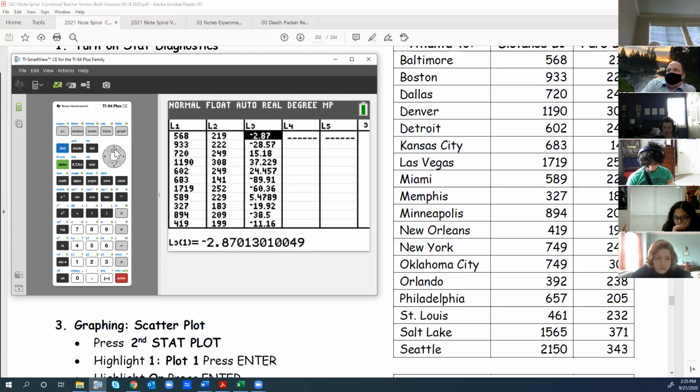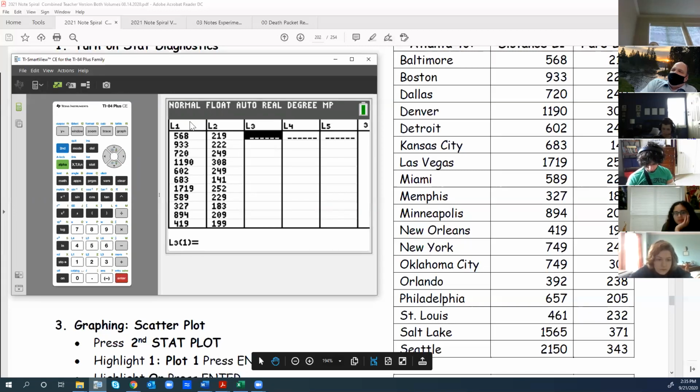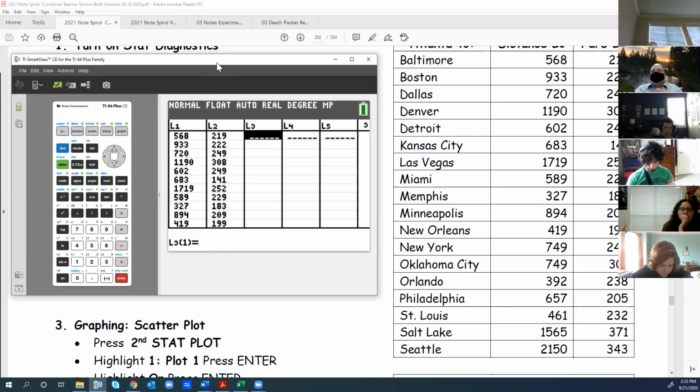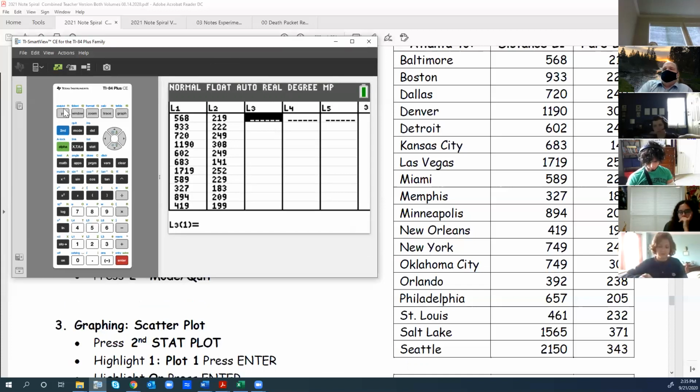We've input all this data into stat edit. I'm going to go ahead and clear out my column 3, but all of our X's, which is our distance flown, is in L1, and our airfare, what we're charging, is in L2. So these are our X's and these are our Y's, okay? And I want to go ahead and create a scatter plot for this.